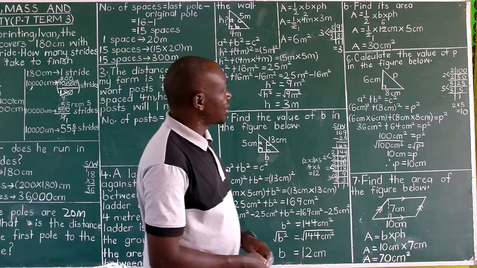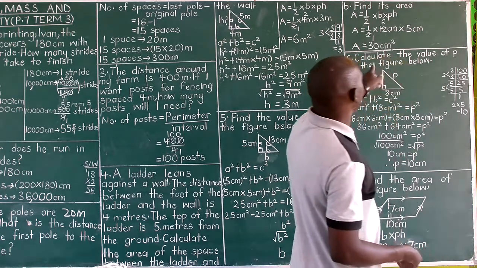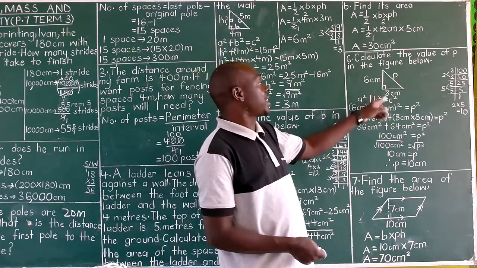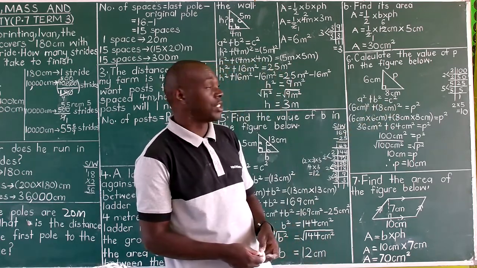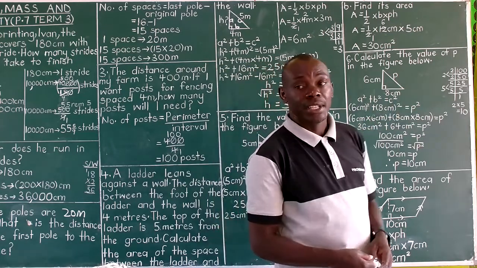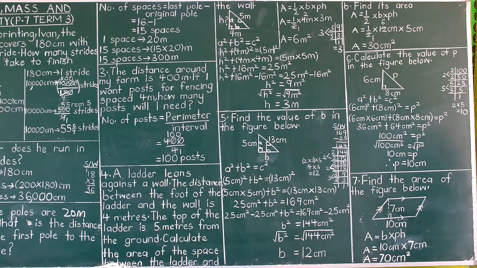Whereas number 6, let's see what is needed. Calculate the value P in the figure below. You see a right angled triangle. Two of the sides are 6 centimeters and 8 centimeters for the height and base respectively. They are in need of the longest side, which is called the hypotenuse. Now we are finding the hypotenuse. The hypotenuse is the longest side of a right angled triangle, so it's the one we need now.